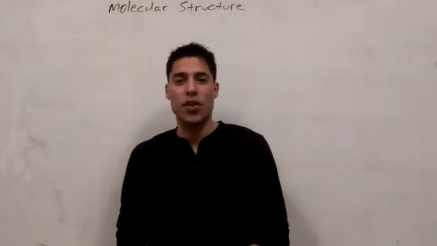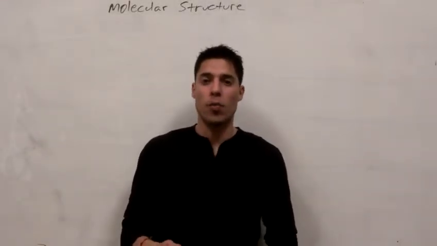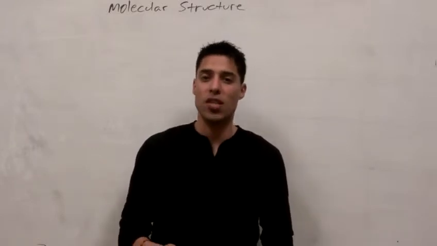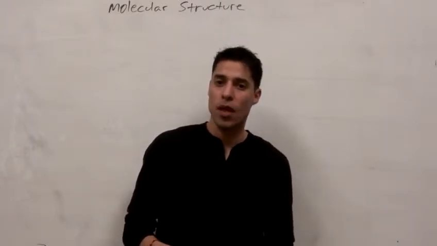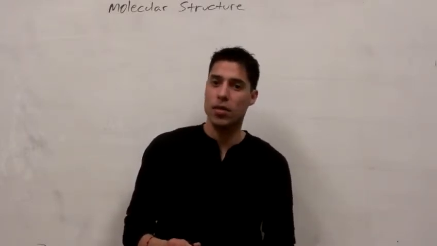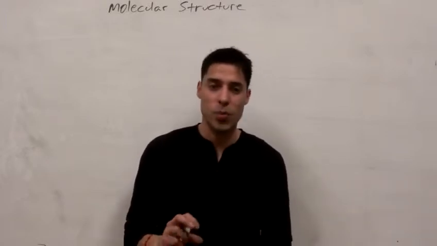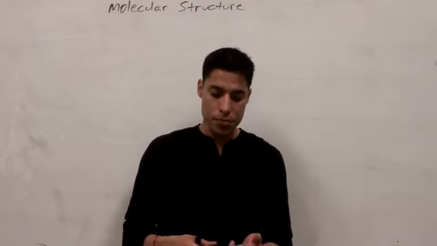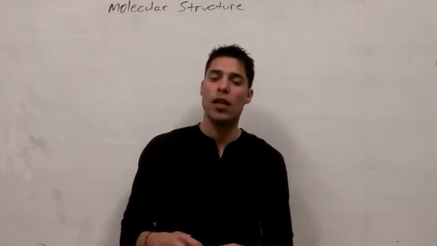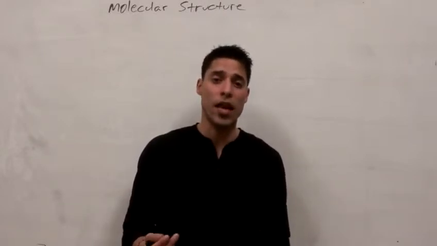Alright, welcome to the second video on molecular structure. In this video we're going to be going over VSEPR theory. That's valence shell electron pair repulsion. So basically what that is, the repulsive interaction between electrons forming a specific geometric shape. In this video we're going to be looking at molecular models to help you better understand this.